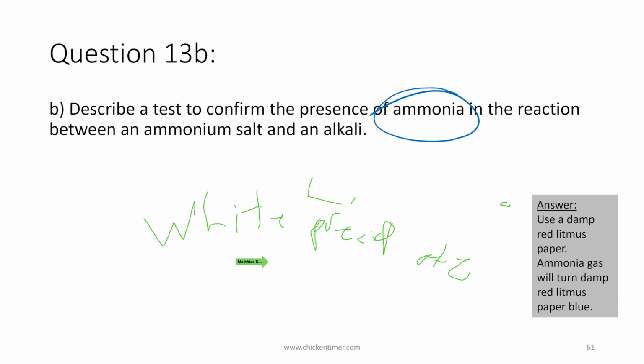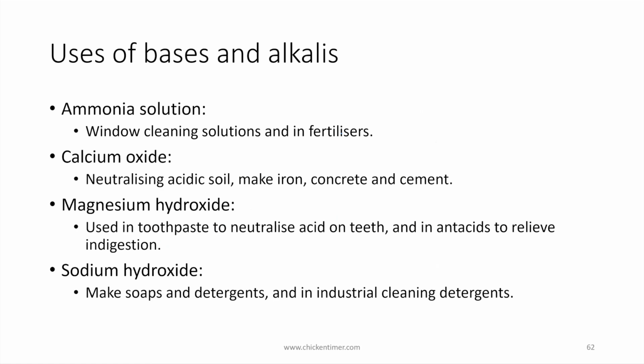There's the damp red litmus paper test. You just put it at the mouth of the test tube, and the damp litmus paper will turn blue. So there are several uses of bases and alkalis. You can just take note. The ammonium solution is used for window cleaners, and it is also used in fertilizers.